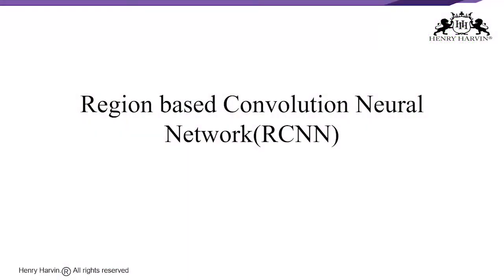Hello everyone. In this video, we are going to discuss different convolutional neural networks. Basically, we are going to look into RCNN, Fast RCNN and Faster RCNN, which are used for object detection. In this video, we will have a clear view on that. So let us get a clear understanding of region-based convolutional neural networks.